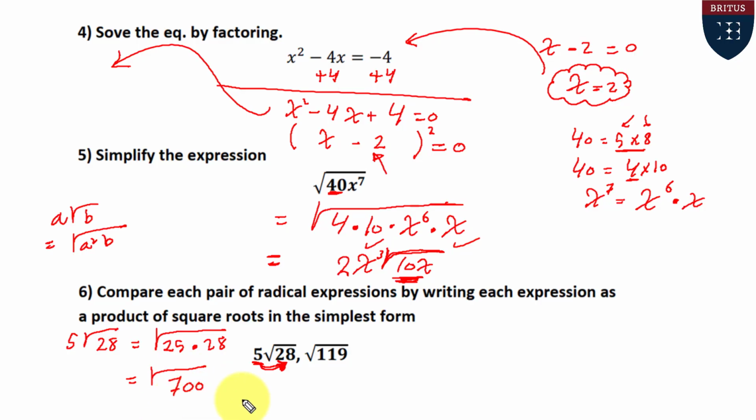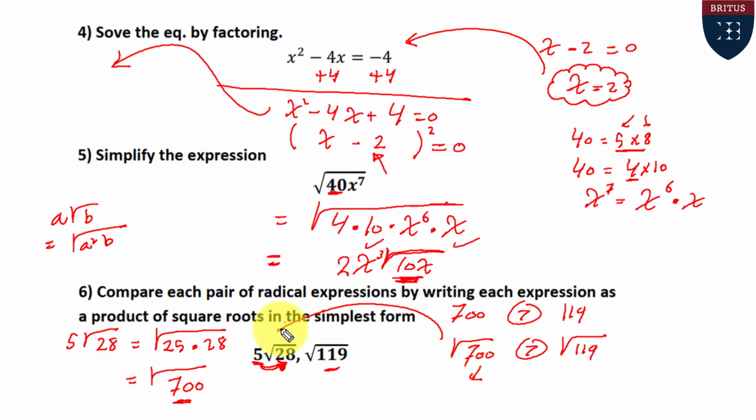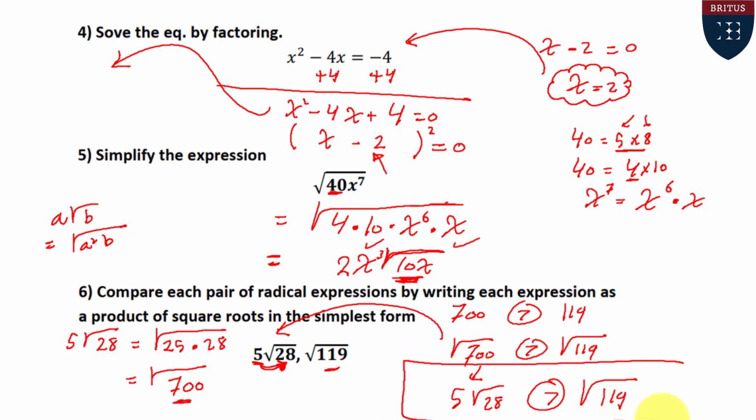Now, what about the two numbers, 700 and 119? We can say that 700 is greater than 119. Now, root 700 is greater than root 119. But root 700 is what? Yes, root 700 is 5 root 28, which is greater than root 119. Now we can compare between the two radical expressions.